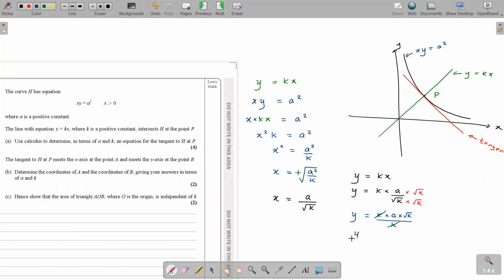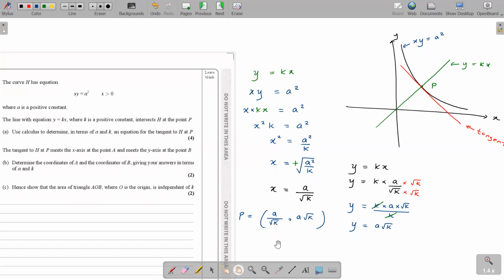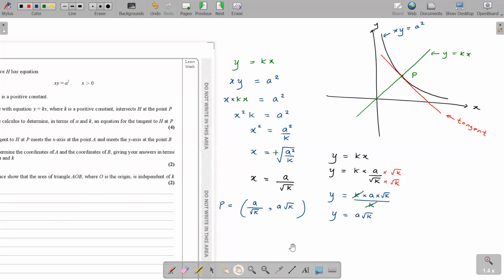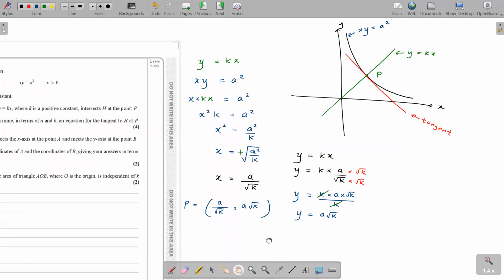So can you see the point P coordinate? The point P coordinate is a over root k comma a root k. You could rationalize it if you want and write a root k over k. That's perfectly fine. Okay, I want the equation of the tangent. So still I have not done what I wanted to do. I want to find the equation of the tangent.